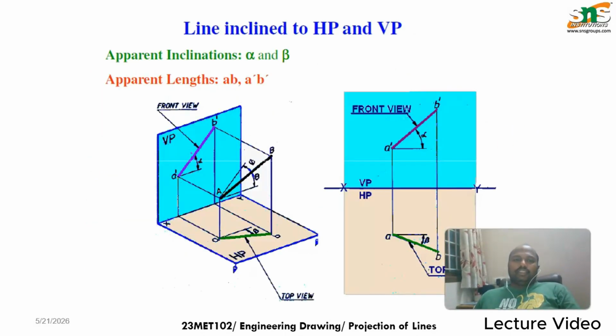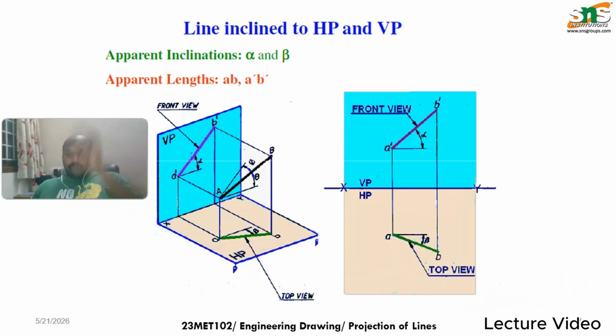The next thing is the apparent inclinations and apparent lengths. So what are apparent lengths and apparent inclinations? If you draw a line like this and see it from the top, you can see the top view of the line, but not at the original length, rather in a shortened length.